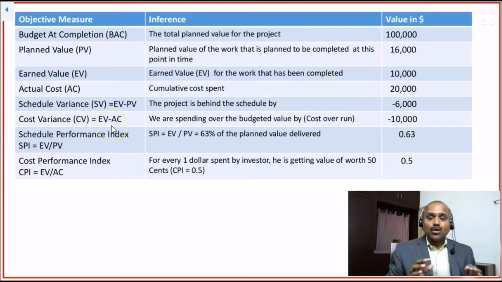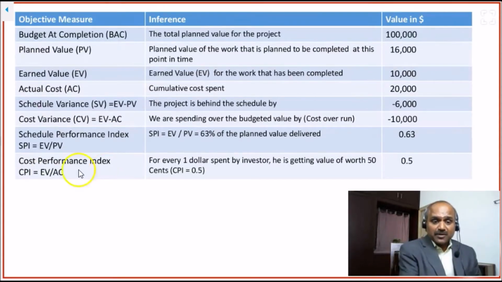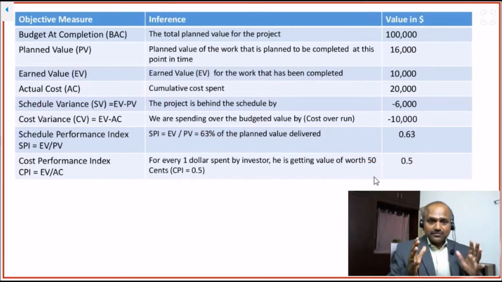And cost variance: we are overspending. Cost overrun is $10,000. And the schedule performance index says 63% of the planned value is delivered so far. And the cost performance index says that for every $1 spent, the investor is getting value worth 50 cents. That's why CPI is 0.5. Look at the beauty of the messages. It is describing the project situation as of today in terms of money or percentages, so anybody can understand, and there is no second thought, no subjectivity here. Everything is objective.